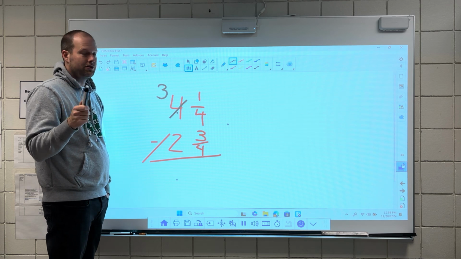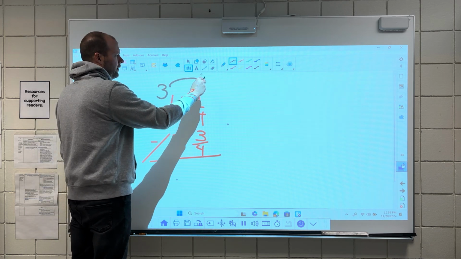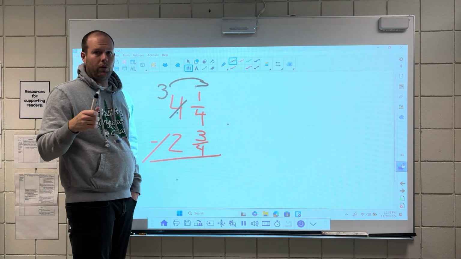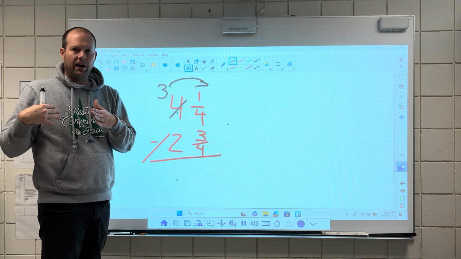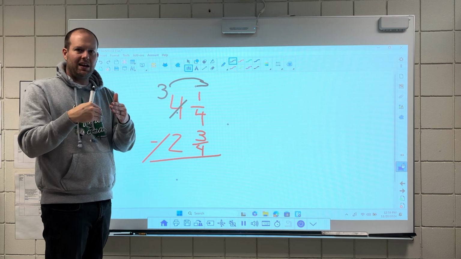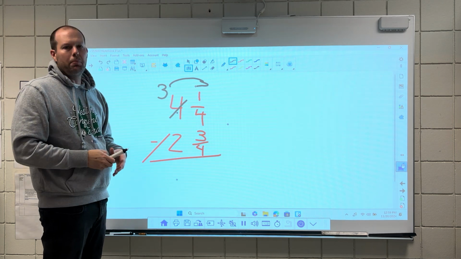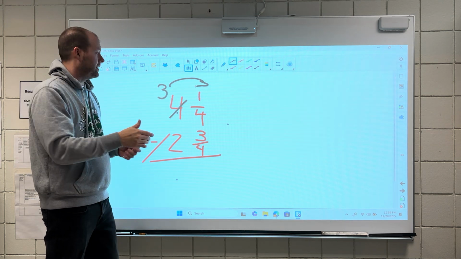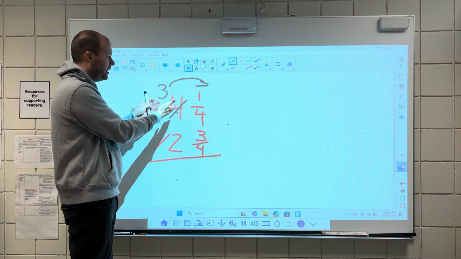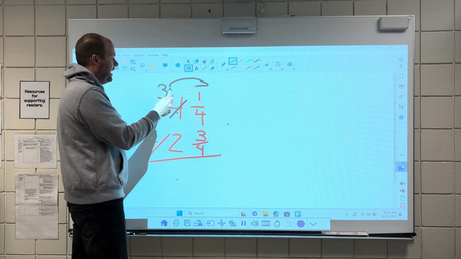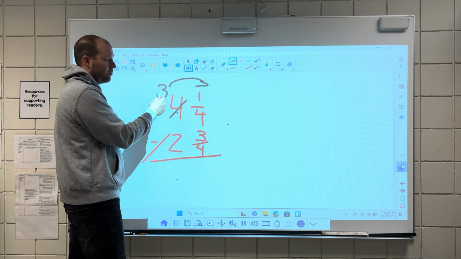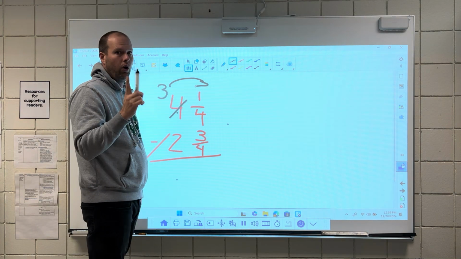Now here's the interesting part. When I bring over, unlike earlier in the year when I brought over 10, because I was taking one group of 100 and making 10 tens, or one group of 10 and making 10 ones, this time I'm bringing over just one whole, because I only am talking about one whole in this case. So I had 4 wholes. I'm taking one away, which gives me 3, and I'm bringing over one whole.